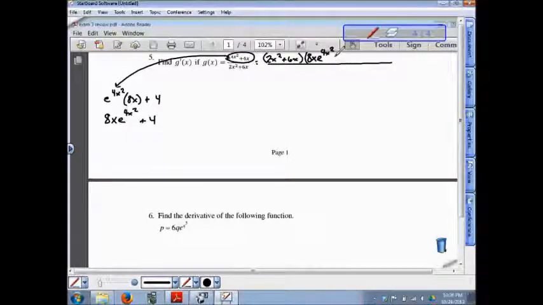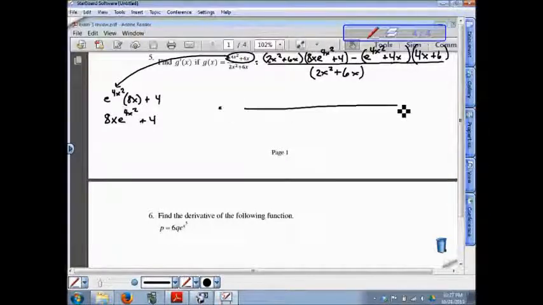8x e to the 4x squared plus 4, and minus top function e to the 4x squared plus 4x times the derivative of the bottom function, which is 4x plus 6. That's all over 2x squared plus 6x, squared. Okay, and then we simplify a little bit. We need to use the FOIL method in both terms here and both terms here. So using the FOIL method, multiplying this term to that term, we're going to get 16x to the third times e to the 4x squared.